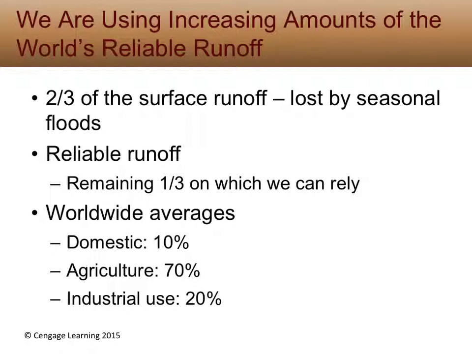Two-thirds of the surface runoff is lost by seasonal floods. So in regions, especially coming from mountains, where a lot of areas are supplied with water, like Arizona, Nevada, and California, if they get some flooding, that is going to wash right out and, of course, end up in the ocean eventually. Reliable runoff is a very important term. That's the remaining third which we can rely on.